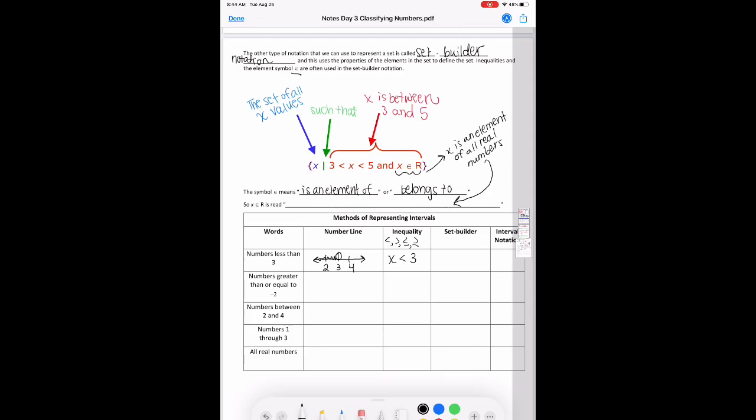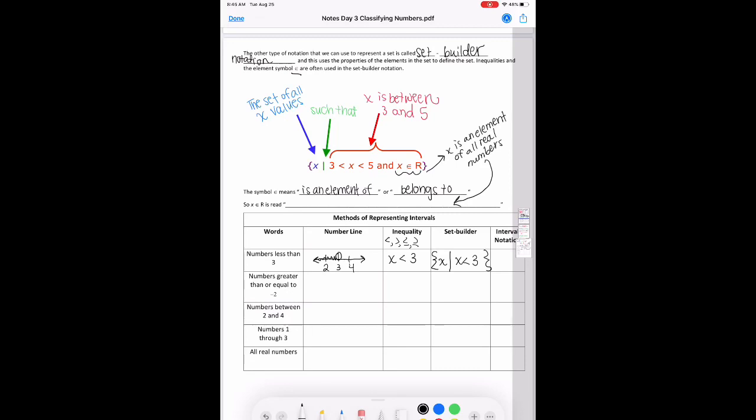For set builder, again, think fancy brackets. So I'm going to go ahead and just draw those. Think back to what we just did. We have our set of all x values such that, and the awesome thing is, just write whatever you wrote for your inequality next. So we have our x's such that x has to be less than 3. Notice that's just what I wrote in the previous box.